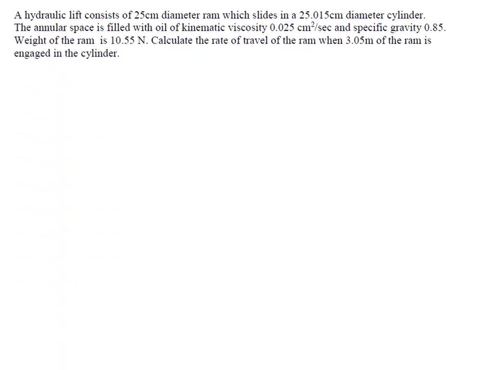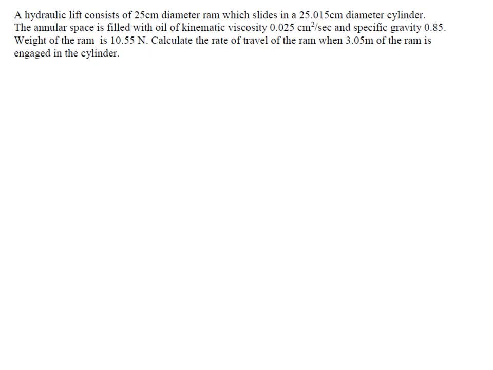So the next problem: a hydraulic lift consists of a 25 centimeters diameter ram which slides in a 25.015 centimeters diameter cylinder. The space between the ram and the cylinder is filled with oil of kinematic viscosity 0.025 centimeter square per second and specific gravity 0.85. The weight of the ram is 10.55 newtons. You have to calculate the rate of travel of the ram when 3.05 meters of the ram is engaged in the cylinder.